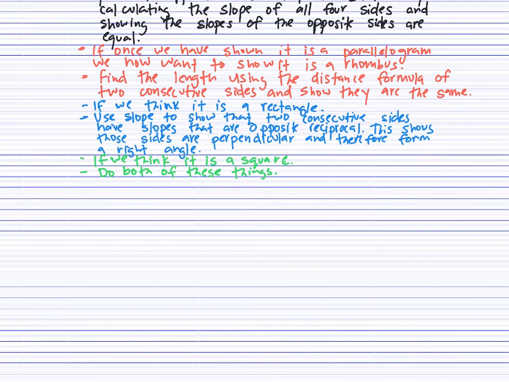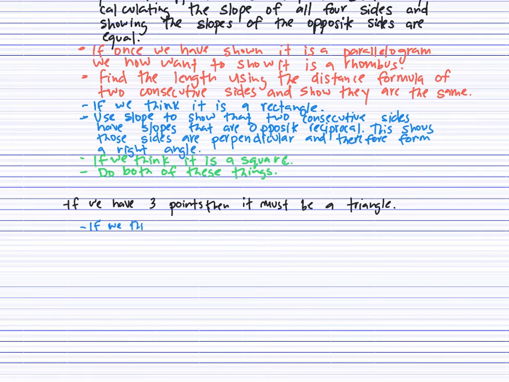So that's if we have 4 points, 4 sides. What if we have 3? Well, if we have 3 points, so we've already graphed them, that's always our first step, then it must be a triangle. Again, we would look at it. What do we think? Do we think it's scalene? Do we think it's isosceles? Do we think it's equilateral? Or do we think it's a right triangle? Let's walk through these.